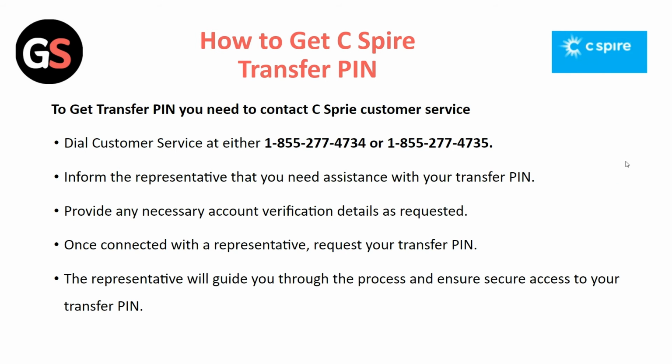Now, how to get your C Spire transfer PIN? First, to get your transfer PIN, you need to contact a C Spire customer service executive. Then dial 855 277 4735. Inform the representative that you need assistance with your transfer PIN, and provide any necessary account verification details as requested.